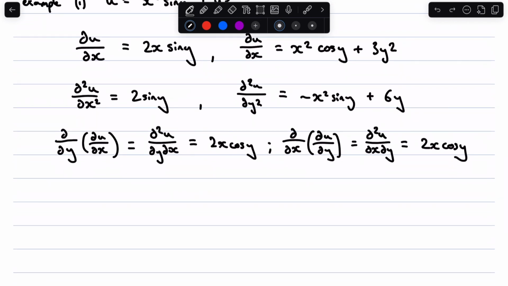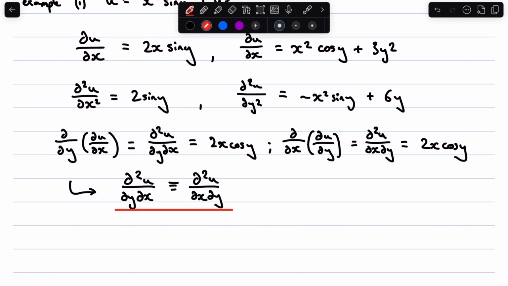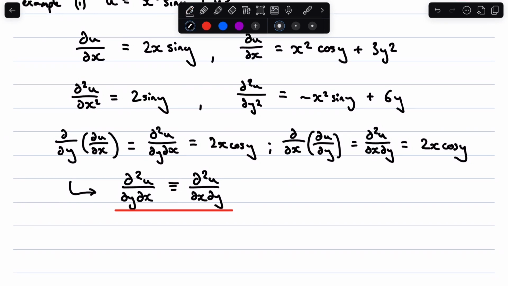And so we can see that this leads to the result that d2u by dy dx is equal to d2u by dx dy. And it turns out this is actually a general property of partial derivatives. It doesn't matter the order in which we do our partial derivatives, as they are independent variables of one another. So it turns out any combination of partial derivatives in terms of x and y, it doesn't matter as long as you've done the same number of each.